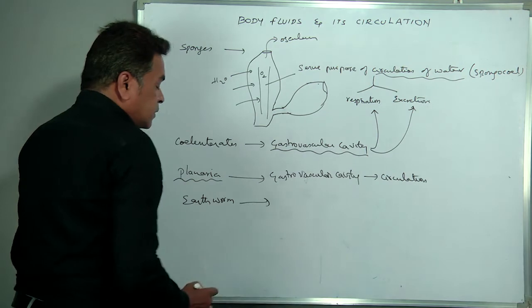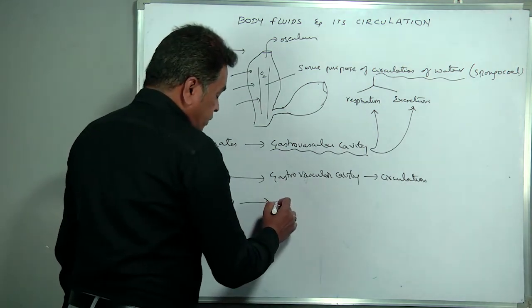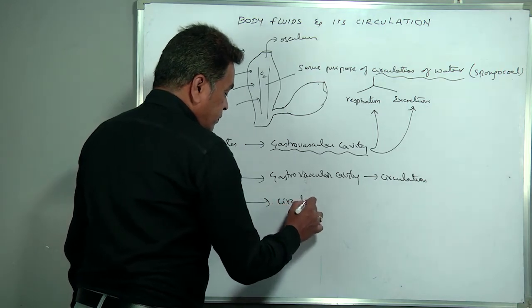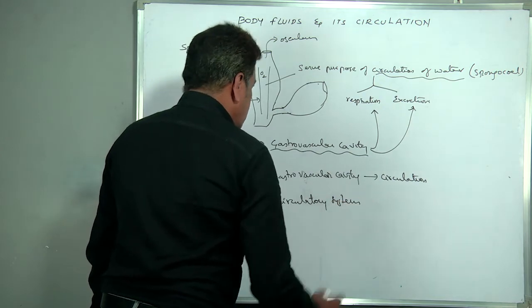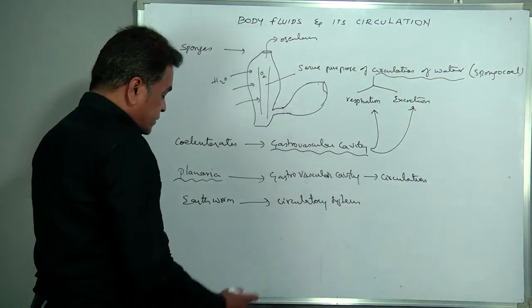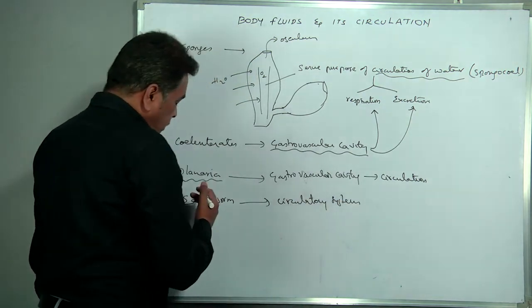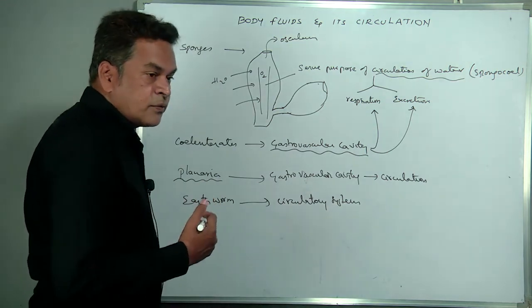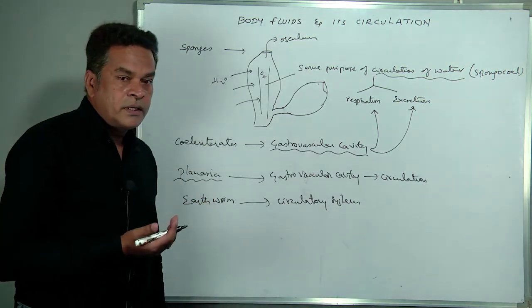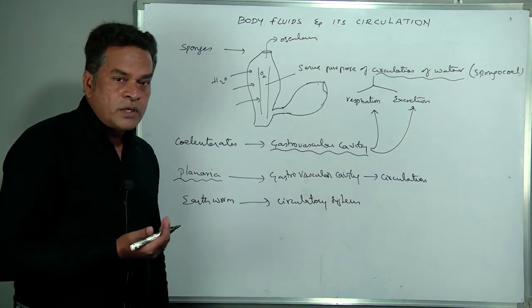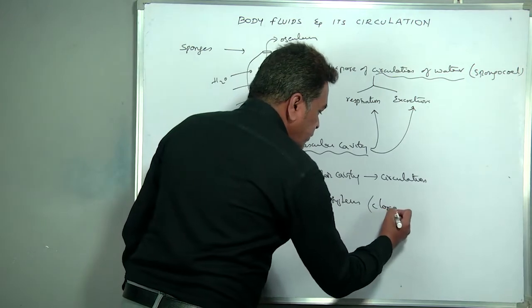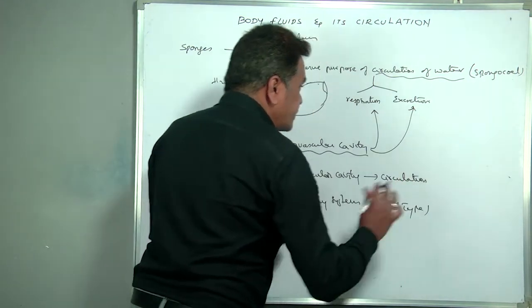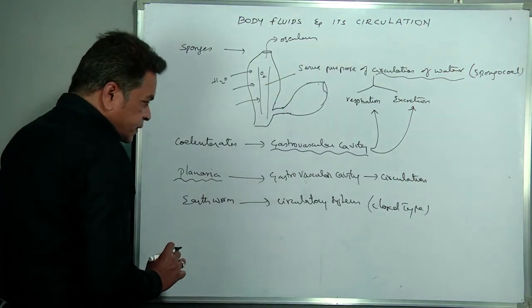In earthworm, you find here a well-defined circulatory system. Here, a circulatory system, a closed type of circulatory system from earthworm. That means from annelid onwards, you find the circulatory system in the kingdom Animalia is well developed. A closed type of circulatory system. And again, here it's a closed type. We'll discuss the differences between the closed type and open type circulatory system.